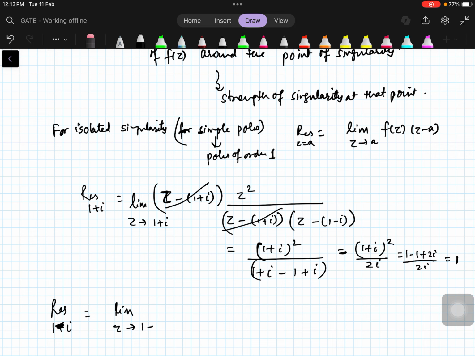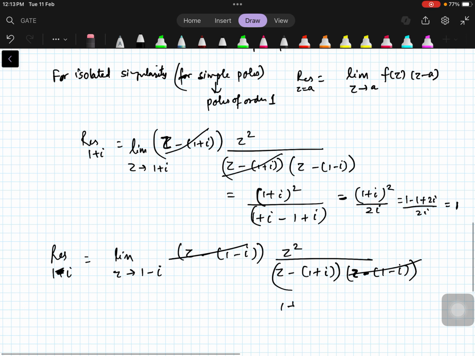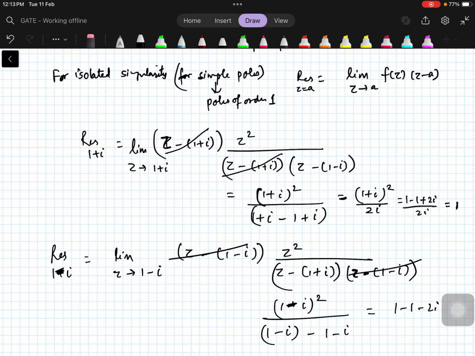Similarly, for the other pole, that will be the limit z going to 1 minus iota of (z minus (1 minus iota)) into z square upon (z minus (1 plus iota)) (z minus (1 minus iota)). So this and this cancel. Now you put 1 minus iota, so (1 minus iota) square, and here you have (1 minus iota) minus (1 plus iota). That will give you 1 minus 1 minus 2 iota upon minus 2 iota. So that is 1 again.